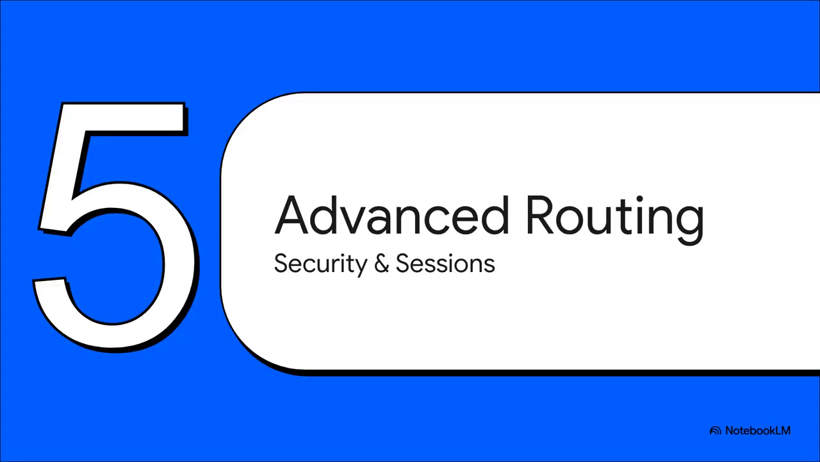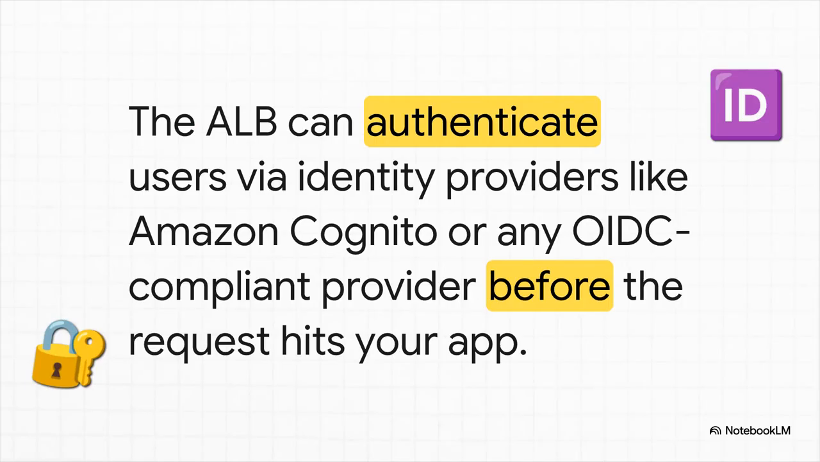Okay, we've seen how rules can direct traffic. Now let's talk about how they can secure it. This is one of the most powerful features. You can actually have the ALB authenticate your users before their request ever gets anywhere near your application. Yeah, you heard that right.